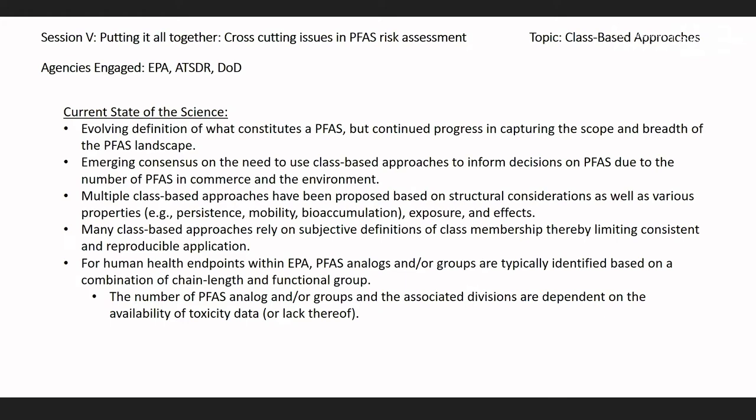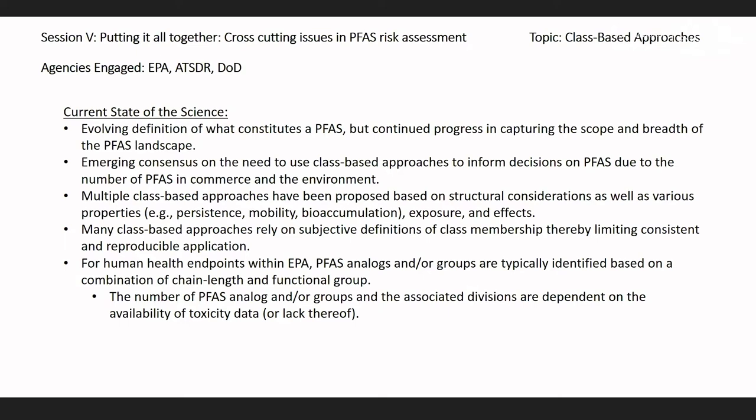There have been multiple class-based approaches proposed based on structural considerations as well as various intrinsic properties such as persistence, mobility, bioaccumulation, exposure, and effects. I think many of those are under discussion, and the pros and cons related to each of those proposed class-based approaches have been discussed already. I think part of what we'll do today is continue that discussion as well.